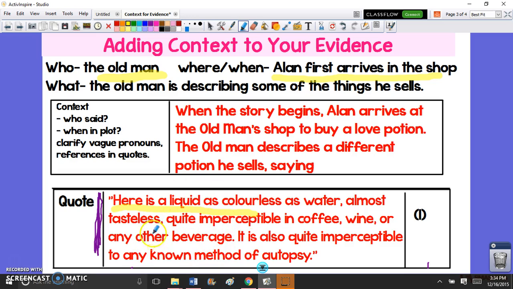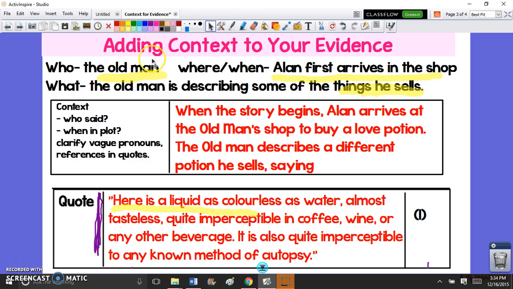Now, what is happening in this scene? Well, the old man is there, and Alan is looking to buy a love potion from the old man. So the what in this quote is the old man describing some of the other things that he sells. Alan wants the love potion, and the old man's talking about the poison.